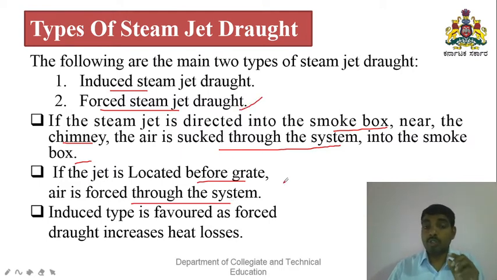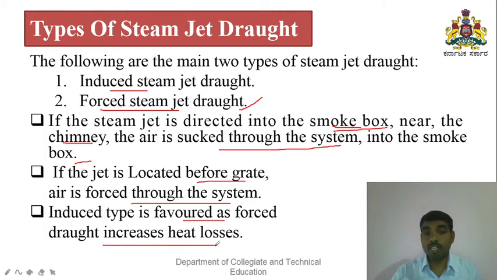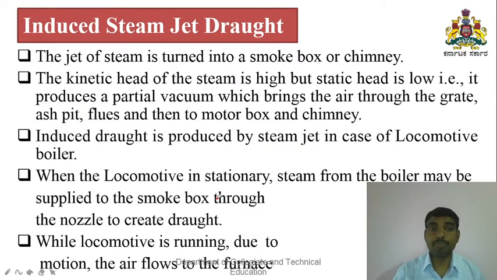Let's take note. Here the steam nozzles are installed at the smoke box, very near the chimney. The air is sucked through the system into the smoke box. Such a system we call the induced steam jet draught system. If the jet is located before the grate, air is forced into the system, and we call it a forced jet system. The induced type is favored over the forced one because forced draught increases heat losses.